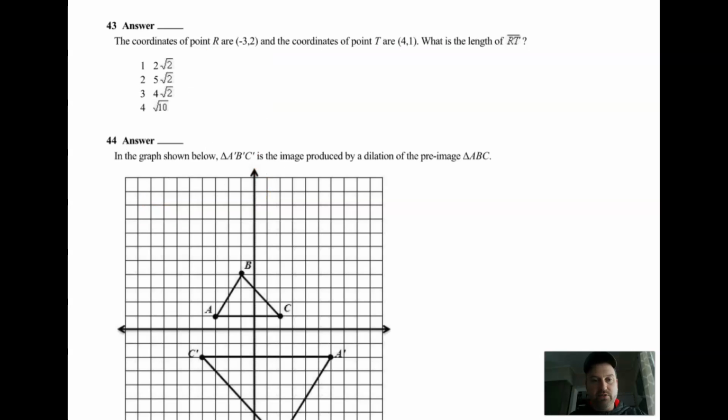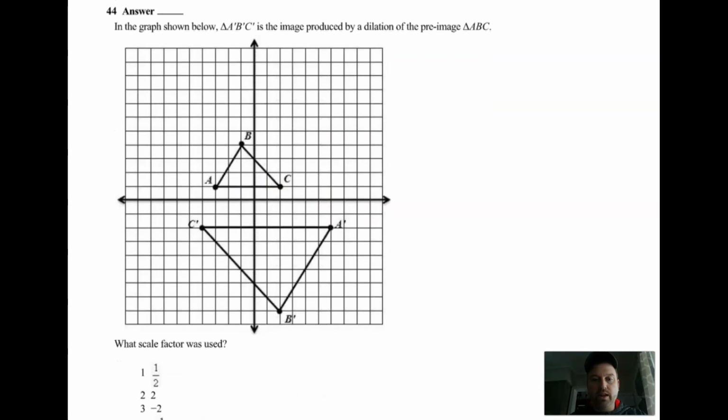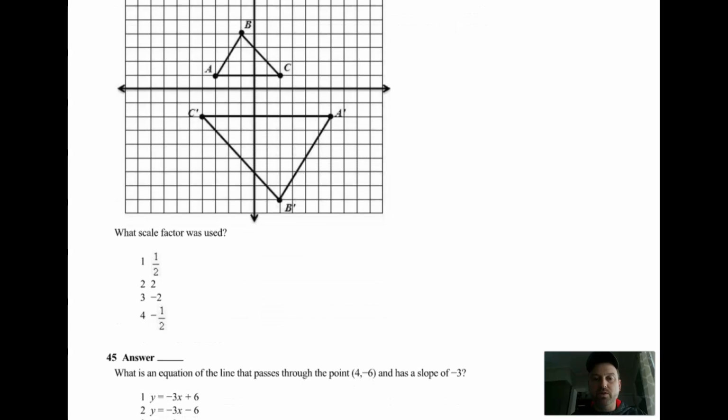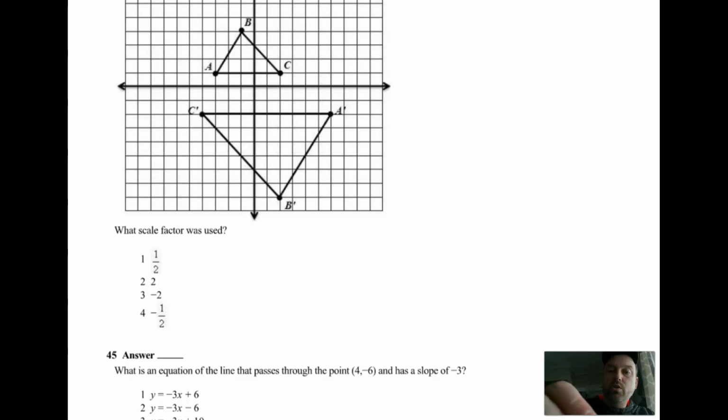Next, you didn't have to do 43, 44. I want to get ABC to match up with A prime, B prime, C prime. What scale factor was used? Well, we're going from small to big, so you should have recognized that the scale factor needs to be greater than 1. If it needs to be greater than 1, you get this narrowed down pretty quick. It's not 1. Negative 2 is not greater than 1.